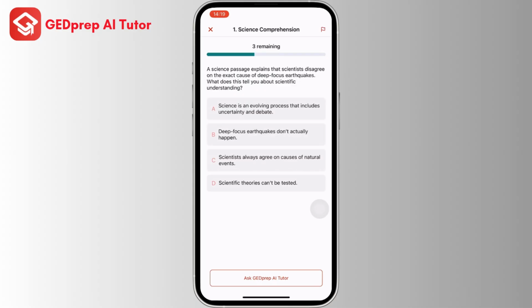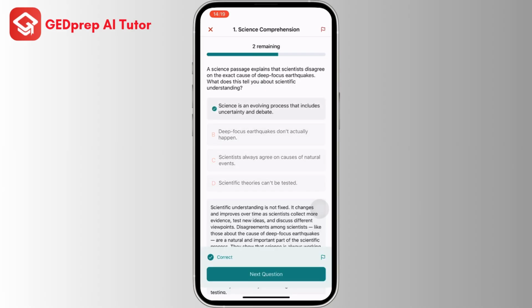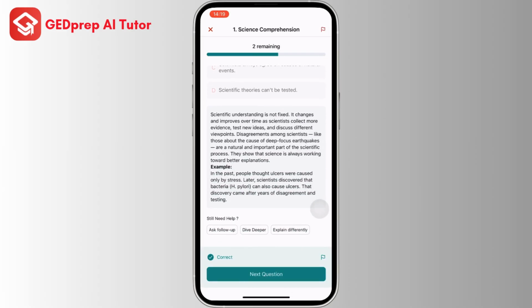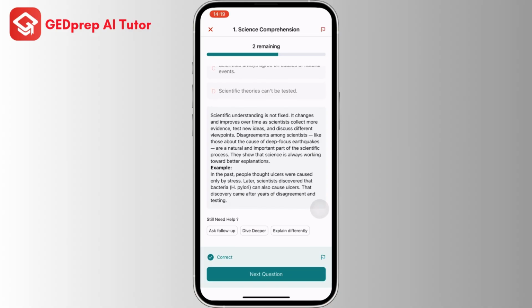Question. A science passage explains that scientists disagree on the exact cause of deep focus earthquakes. What does this tell you about scientific understanding? Option 1. Science is an evolving process that includes uncertainty and debate. Option 2. Deep focus earthquakes don't actually happen. Option 3. Scientists always agree on causes of natural events. Option 4. Scientific theories can't be tested. The correct answer is, science is an evolving process that includes uncertainty and debate.